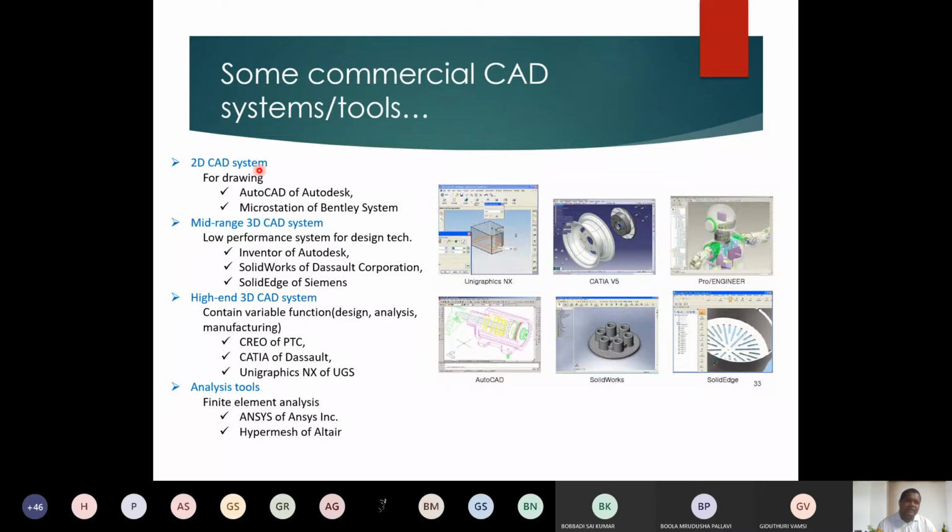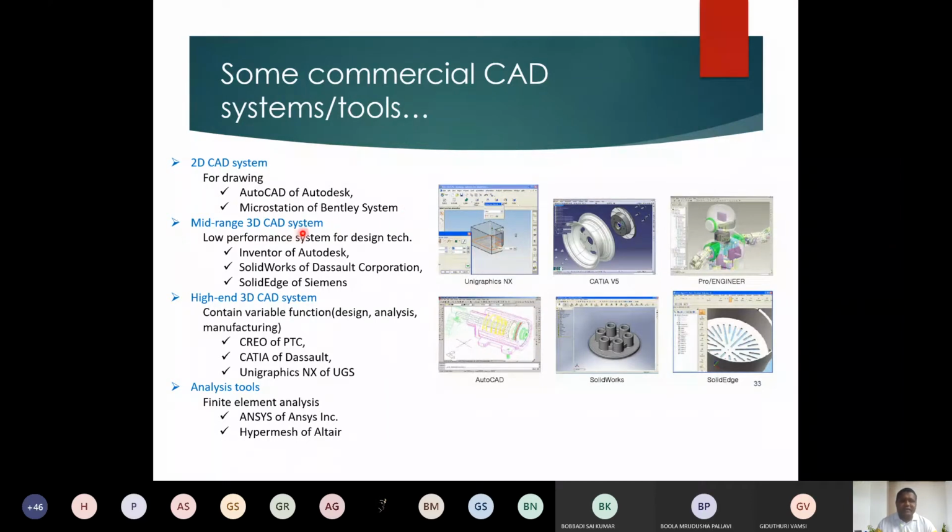If you look at the 2D CAD system, which is exclusively for 2D drawings, the very fundamental, base level one is AutoCAD. For example, you would have learned AutoCAD in your second year. That is majorly useful for the development of 2D drawings rather than 3D models. Why? Because it has so many limitations for 3D model development. Whereas it is a specialist in developing 2D drafting. Similarly, MicroStation of Bentley Systems is another 2D CAD system.